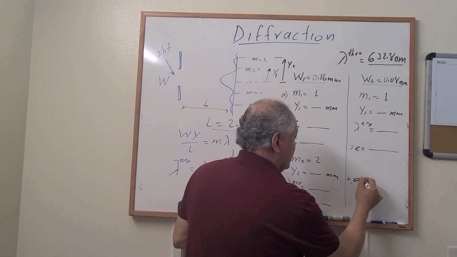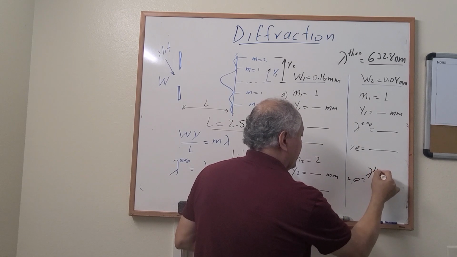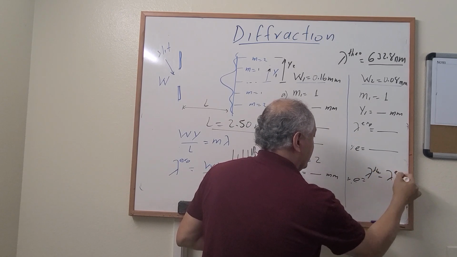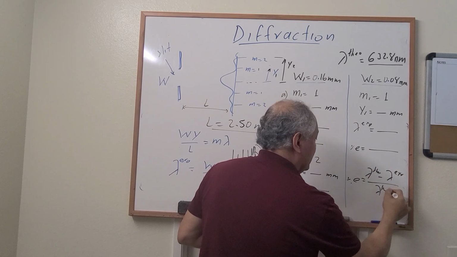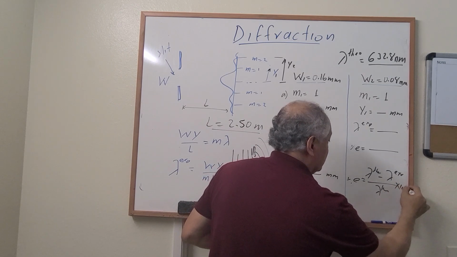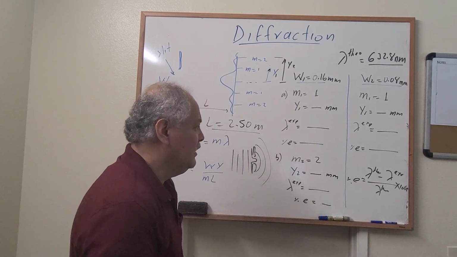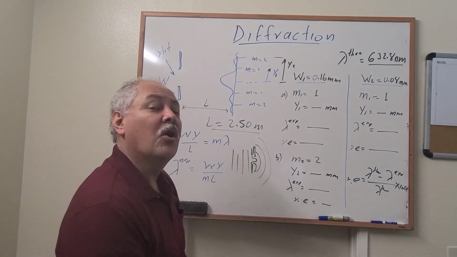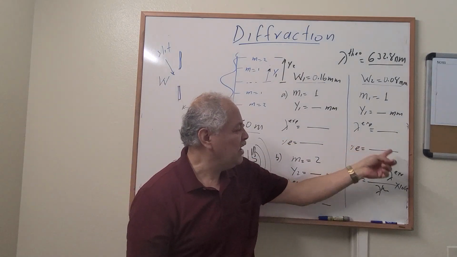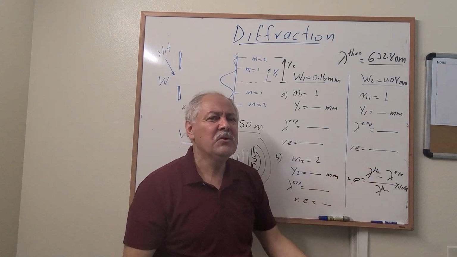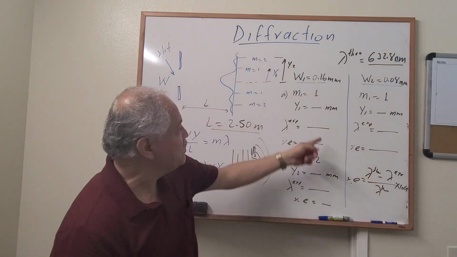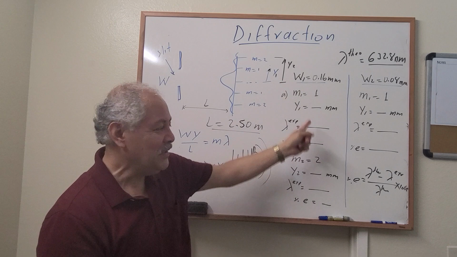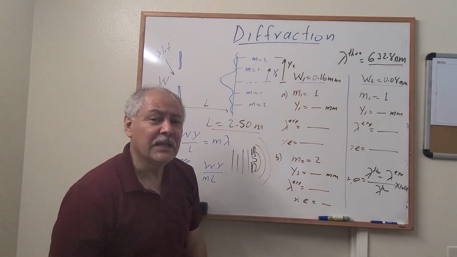Remember how we define the percent error. It's equal to lambda theoretical minus lambda experimental, over lambda theoretical, times 100%. That's the formula for each case. We have three percent errors. Hopefully we can do all of them, because this last one is hard to do. But at least let's try these two and find the percent error.